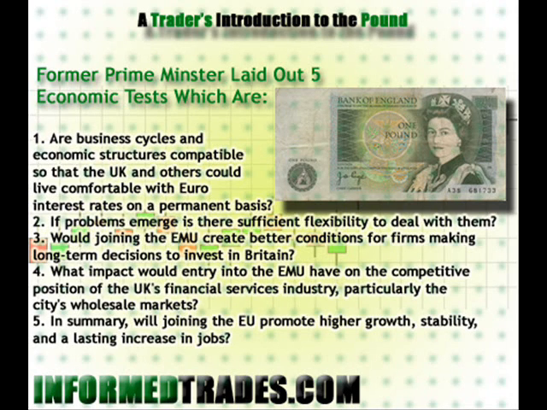These would of course be in addition to the requirements set forth in the Maastricht Treaty, which we learned about in our lesson on the euro. The 5 tests, according to Wikipedia.org, are: Number 1, are business cycles and economic structures compatible so that the UK and others could live comfortably with euro interest rates on a permanent basis?